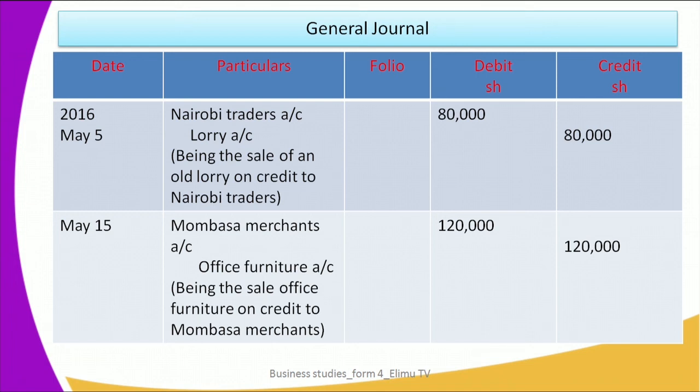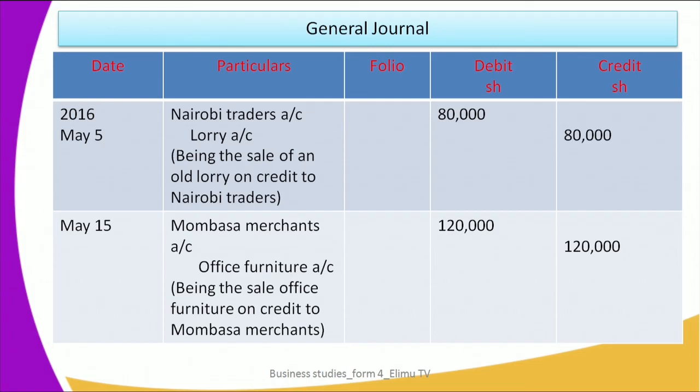So when you are preparing the journal, we have the Nairobi traders account. That one we are going to debit because Nairobi traders are debtors. So that's why we are debiting the Nairobi traders account with 80,000. The lorry account, remember the lorry was our asset. A decrease in asset is credit, and that is why the lorry account we are crediting with 80,000, which is the same amount. Then after that you are supposed to describe the transaction. So that's why we are saying being the sale of an old lorry on credit to Nairobi traders.